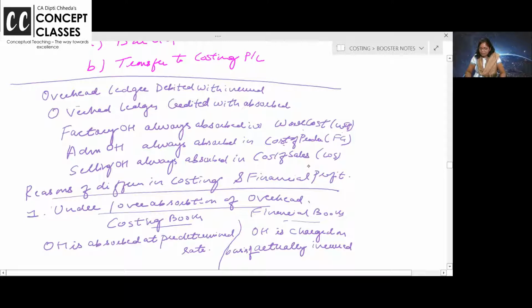Will you be able to remember this sequence of preparing the ledger? Starts with stores ledger, wages. After the stores ledger and wages, what will you prepare? Work in progress. Factory overhead and then work in progress. Admin overhead, finished goods. Selling overhead, cost of sales. Costing P&L. Last is GL. If you practice solved problems of the institute left and right, sure you will be able to do it.